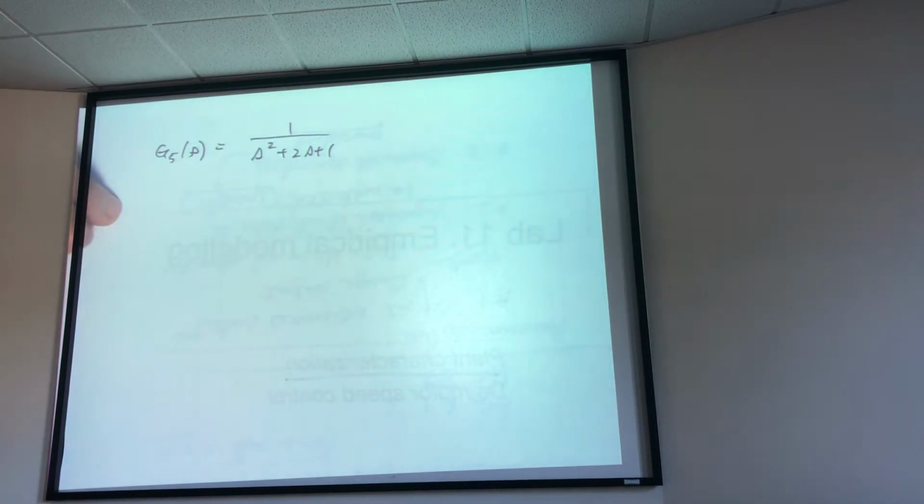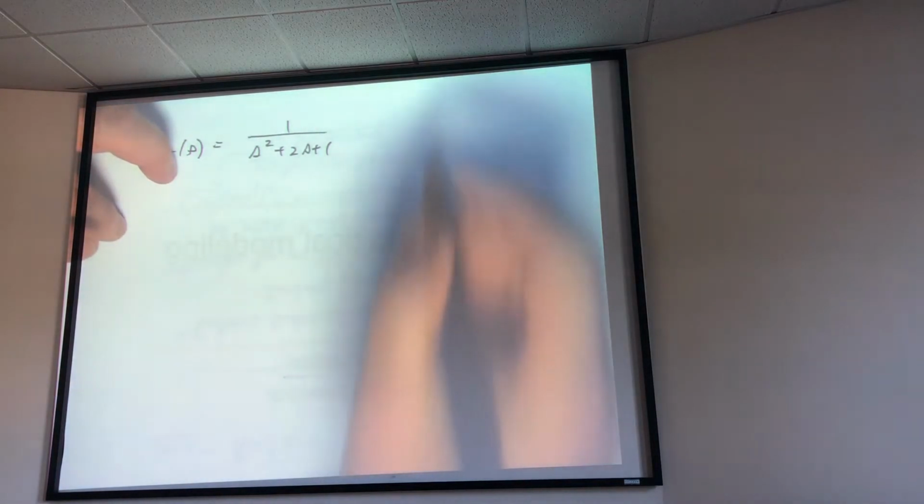1 over s squared plus 2s plus 1, a second order model. This might be the model of an RLC circuit. That's second order, or an LC circuit. No, not LC, because this one has 2 real roots. It has to have R in it because it's critically damped. It's got 2 poles.